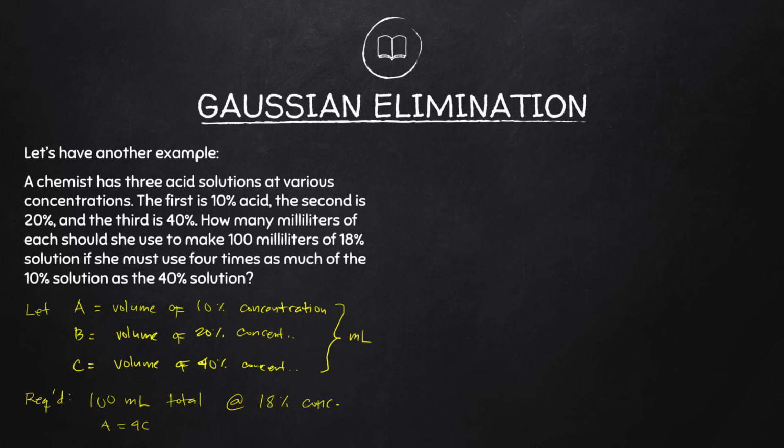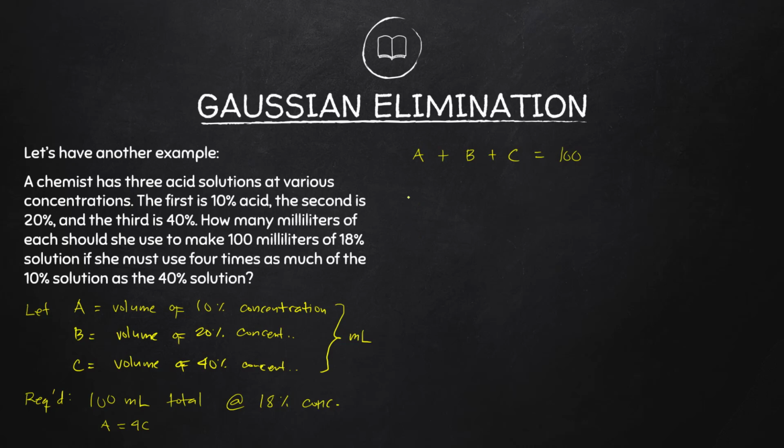Okay, now that we have our variables defined, we can generate our system of linear equations using the conditions that were presented. So the chemist will make a total of 100 ml. So if you add A, B, and C, the chemist should create 100 ml of solution.